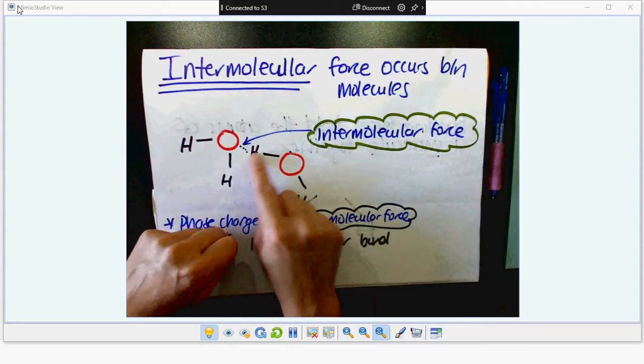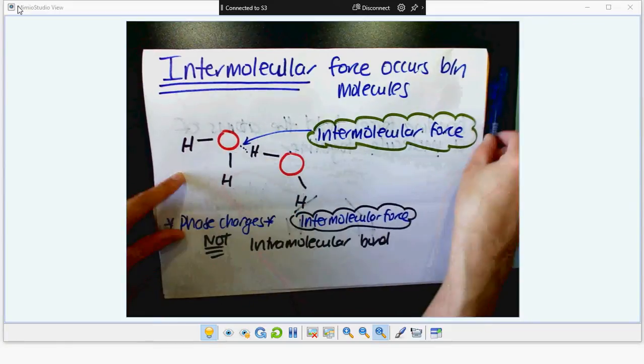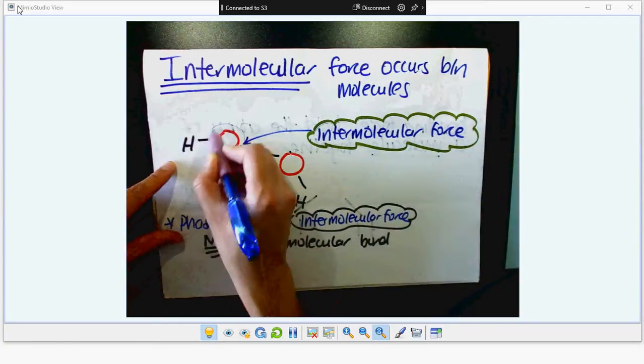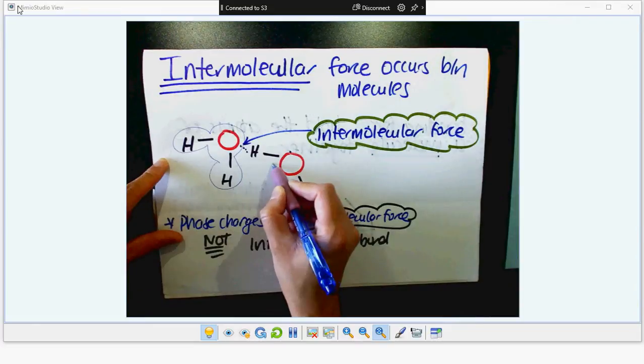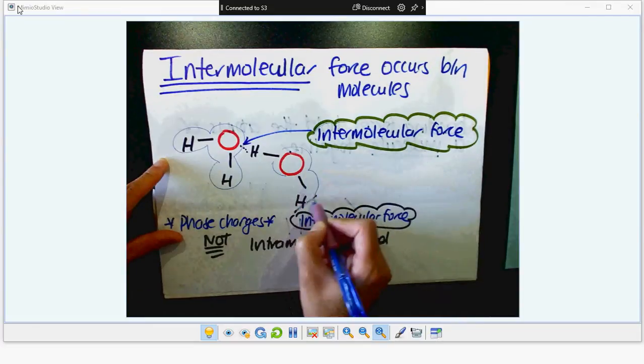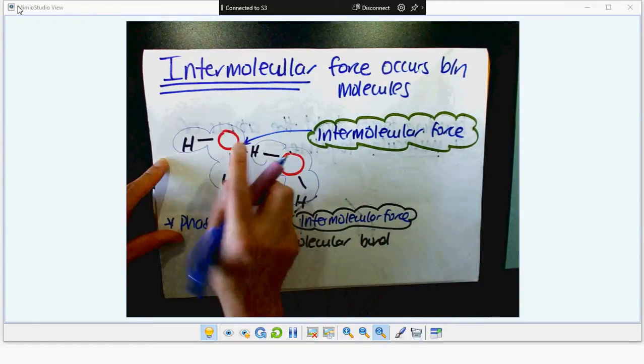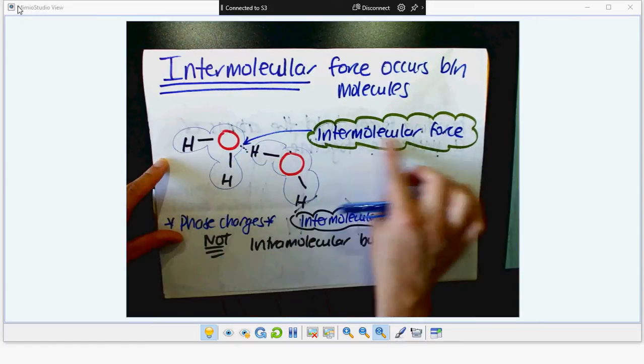So intermolecular forces is the force that occurs between molecules, between 2 different molecules. So if we have water, I've got a water molecule here. This is my water molecule. And here is another water molecule here. And it's between the 2 different molecules. This is the intermolecular force.